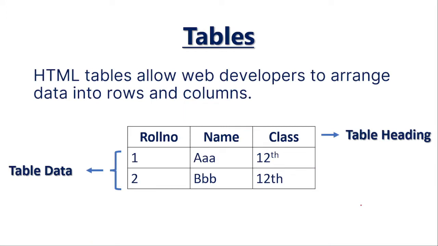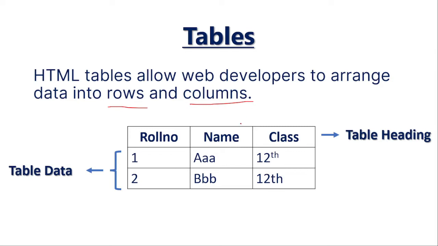So table क्या होता है? What do you mean by table? Table basically used to arrange your data in the form of rows and columns. So the table that you create in MS Word or you create that table in MS Excel or you create that table in your notebook. Similarly, the table that you want to create in HTML, so it's possible with the help of table tag. So HTML tables allow web developer to arrange the data in rows and columns. It means if you want to arrange the data in the form of rows and columns and you want to create a table, that is possible. You can create that with the help of table tag.